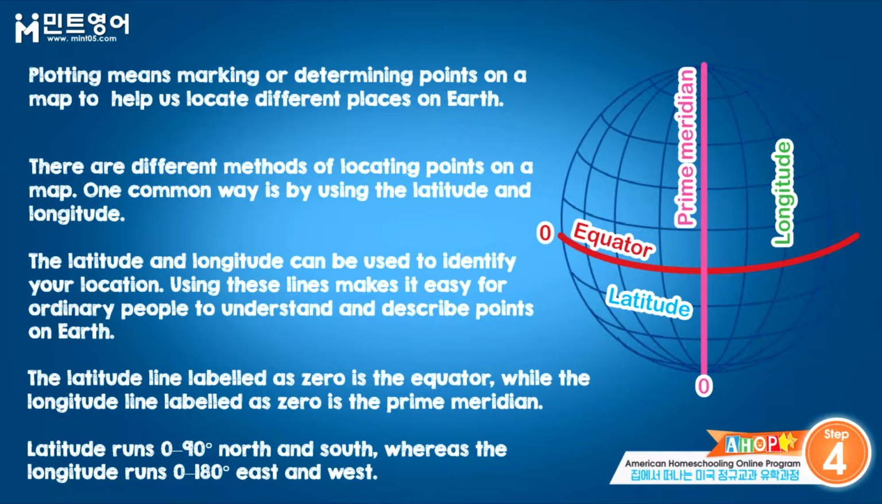Latitude runs 0 to 90 degrees north and south, whereas the longitude runs 0 to 180 degrees east and west. 위도는 남북으로 0에서 90도를 주행하며 경도는 동쪽에서 서쪽으로 0에서 180도를 주행한다고 합니다. 이해하셨나요?